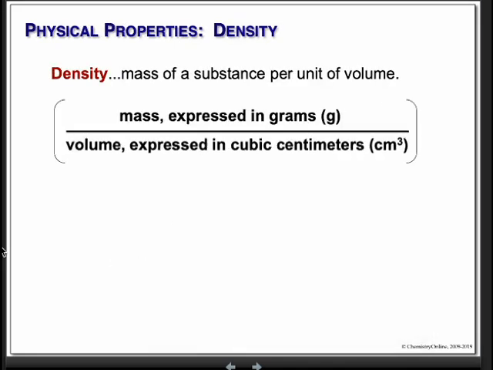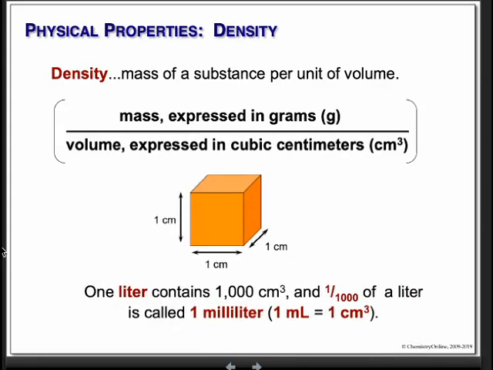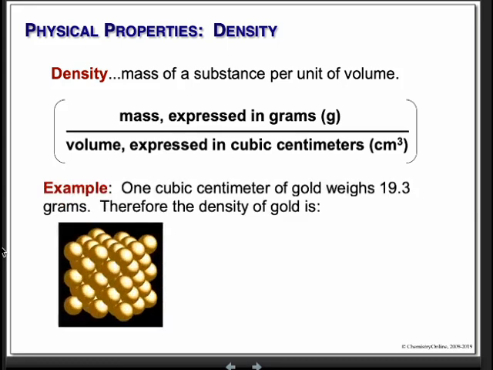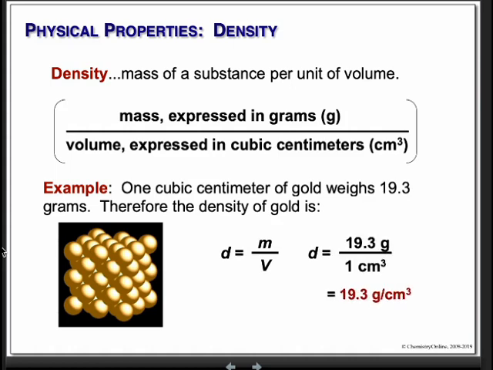We did determinations of density. Again, this is an important topic, so I want to make sure we have it. Again, it's mass, typically in grams, volume, cubic centimeters, or milliliters, something like that. Gold, 1 cubic centimeter of gold weighs 19.3 grams. Therefore, the density would be mass divided by volume, 19.3 over 1. This is the way it is written in line with the slash to indicate cubic centimeters is in the denominator.